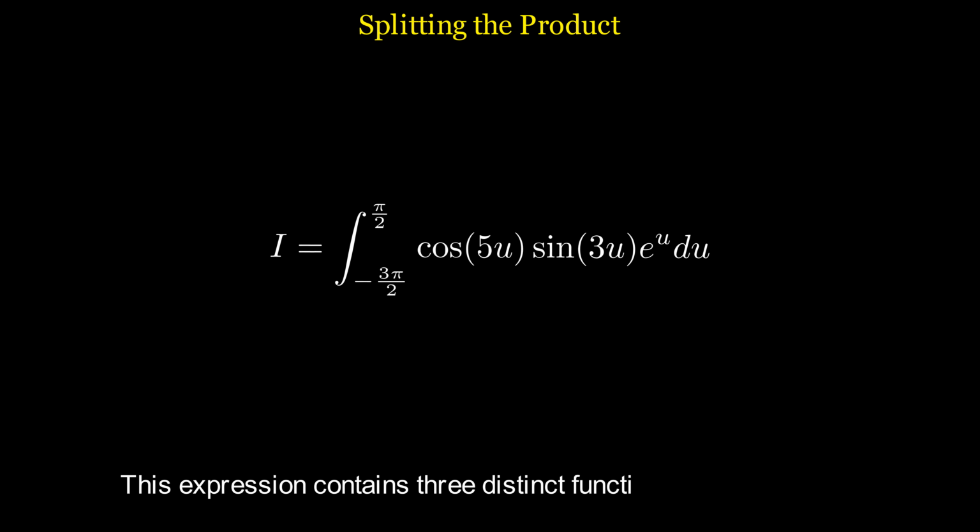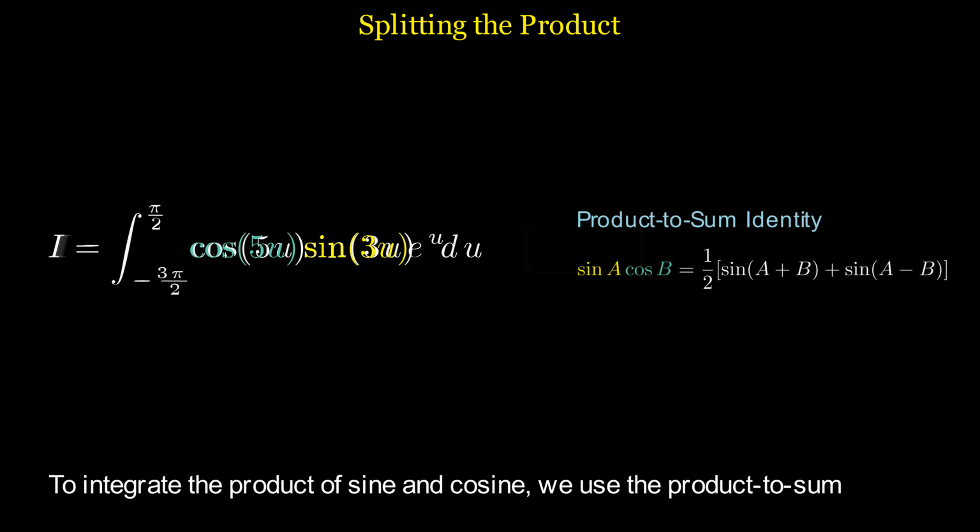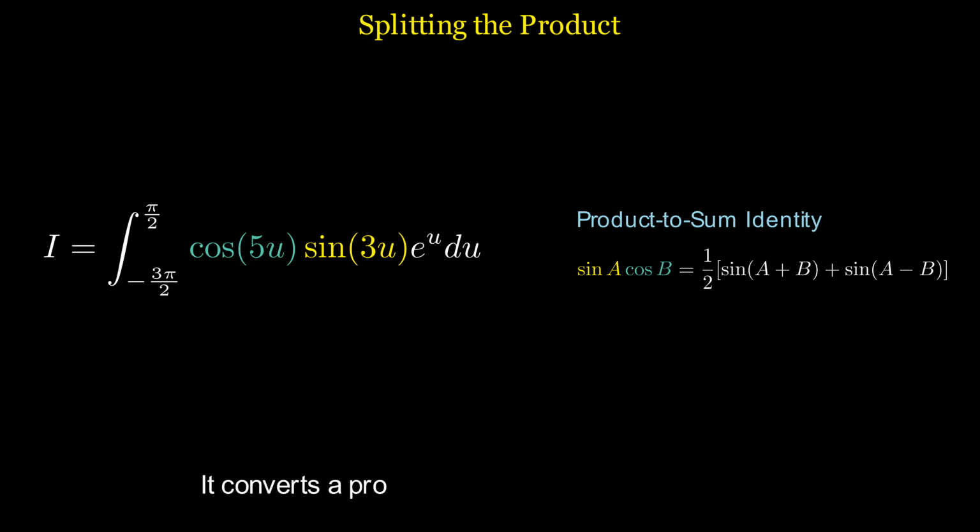This expression contains 3 distinct functions in product form. We must apply identities to separate these terms. To integrate the product of sine and cosine, we use the product to sum identity. It converts a product into an equivalent summation.